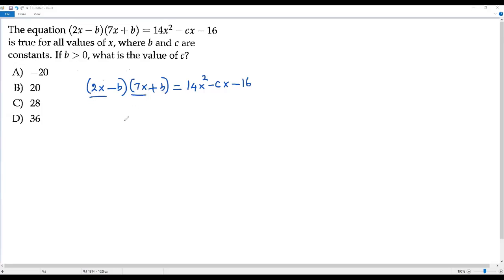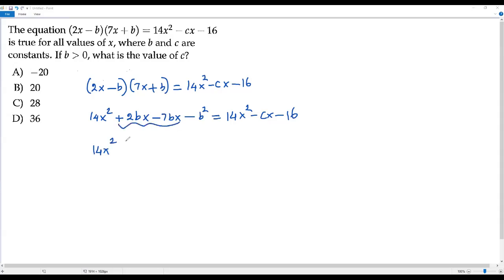First terms: 2x times 7x will be 14x². Now we multiply the outer terms, 2x and positive b, which gives positive 2bx. Now the inner terms, negative b and positive 7x, give negative 7bx. And the last terms, negative b and positive b, give negative b². So we have 14x² + 2bx − 7bx − b² = 14x² − cx − 16.